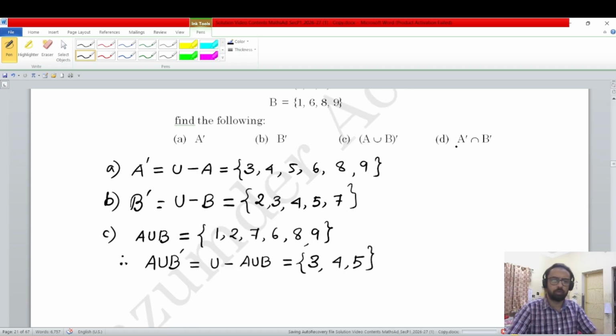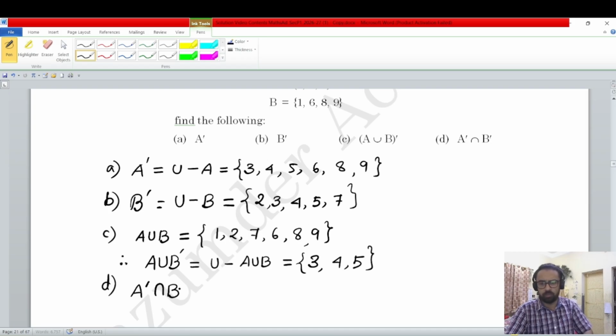Similarly, you can try D. So what you will do? First you find A complement, then find B complement and then find their intersection. So already I have A complement, B complement. So let me complete D. I need to find out A complement intersection B complement. So what will be the answer? In between A complement and B complement, intersection.